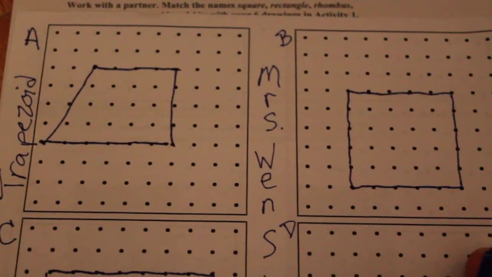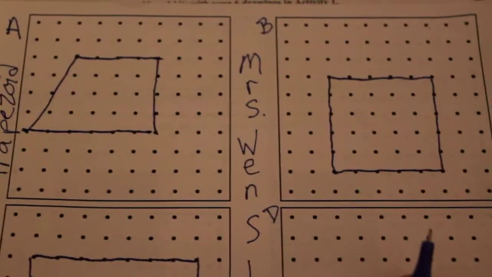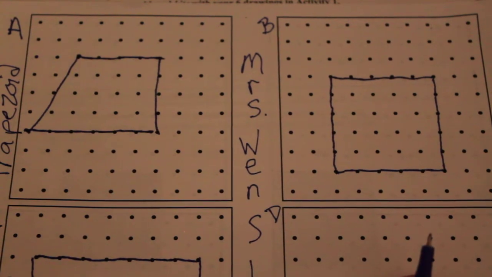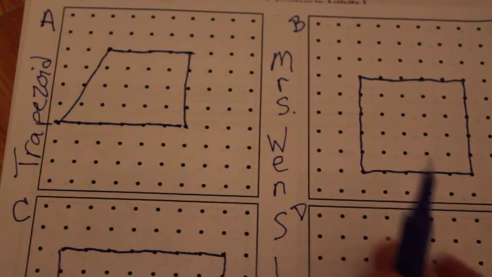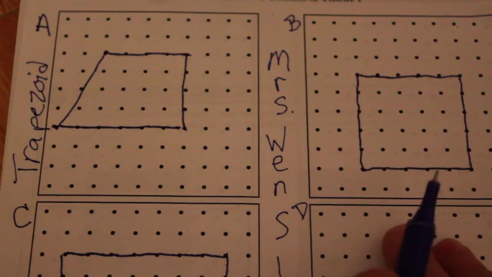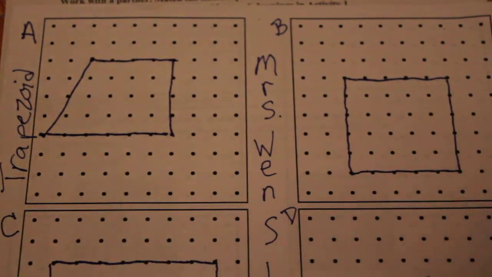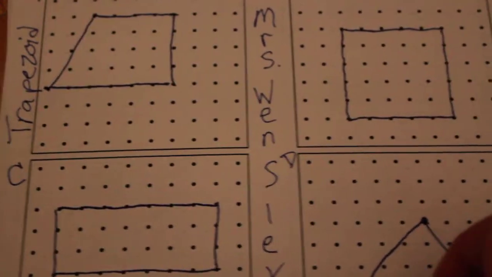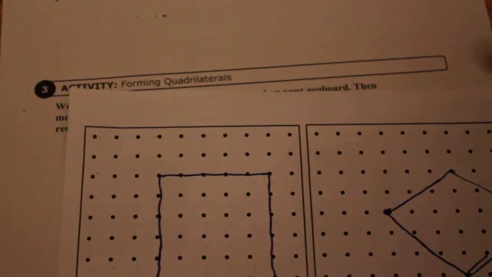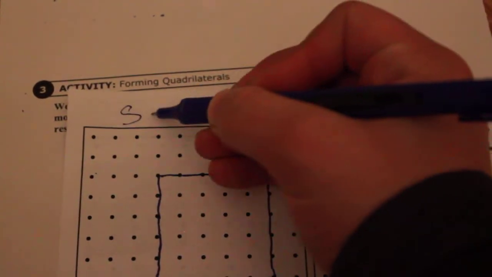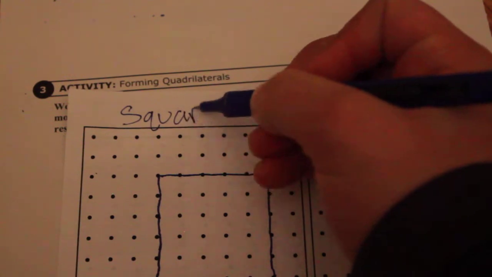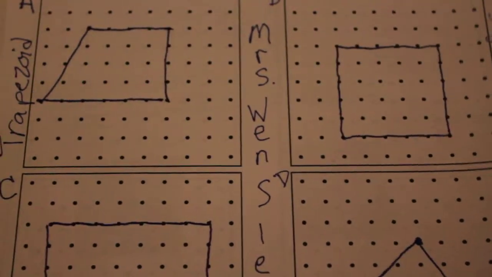Now I'd like you to pause the video and go over the rest of them. Fill the rest of them in. You are going to have to hand in this paper, so please do this part as well. Alright, welcome back. Let's finish going over what you have here. So this one right here, this is a square. 4 right angles, all sides are the same length. Opposite sides are parallel.